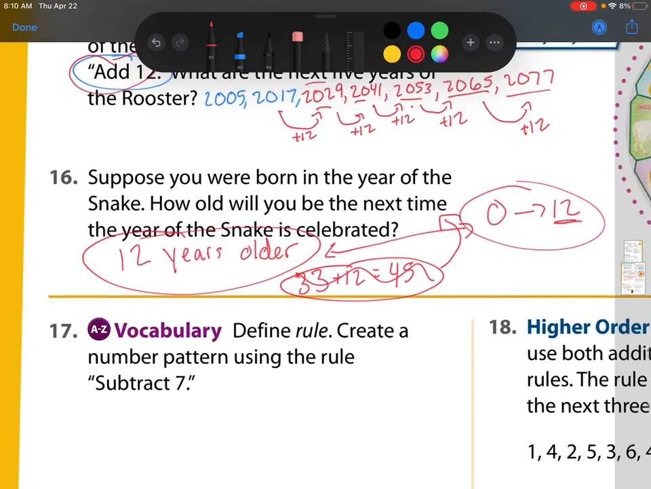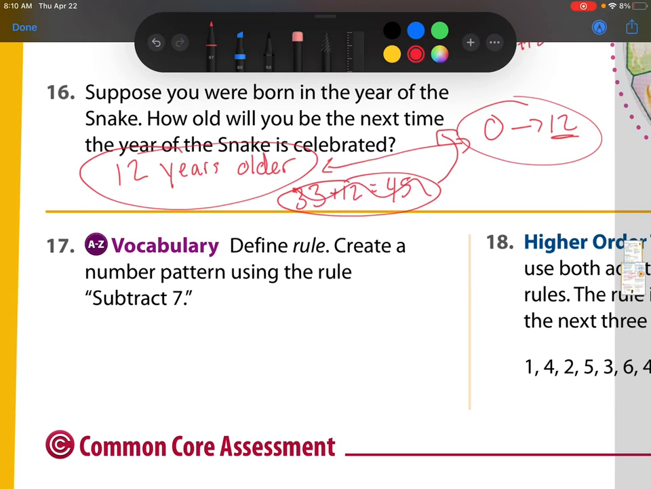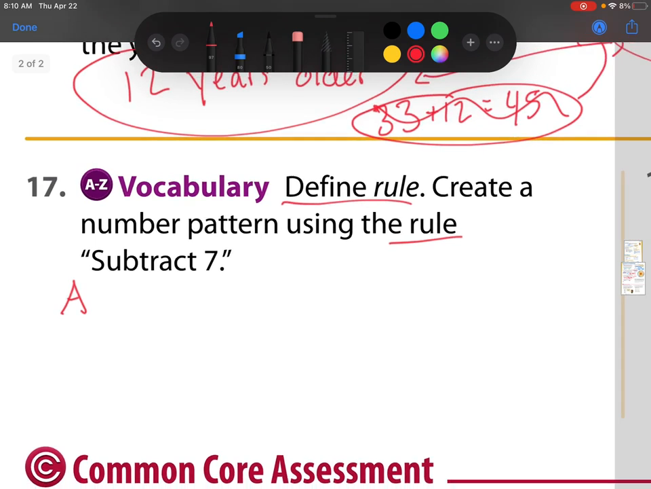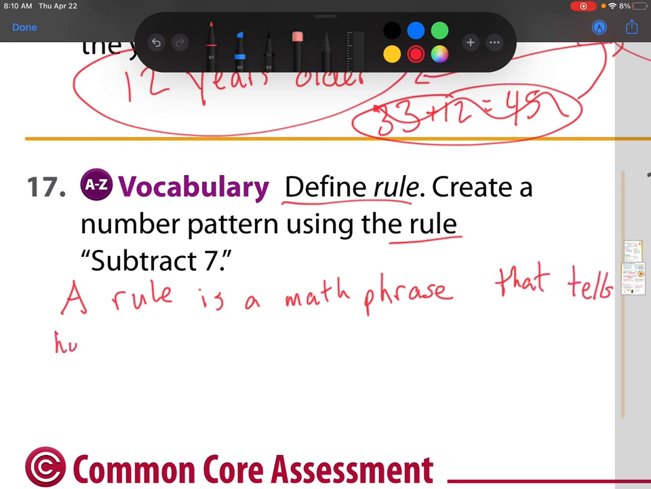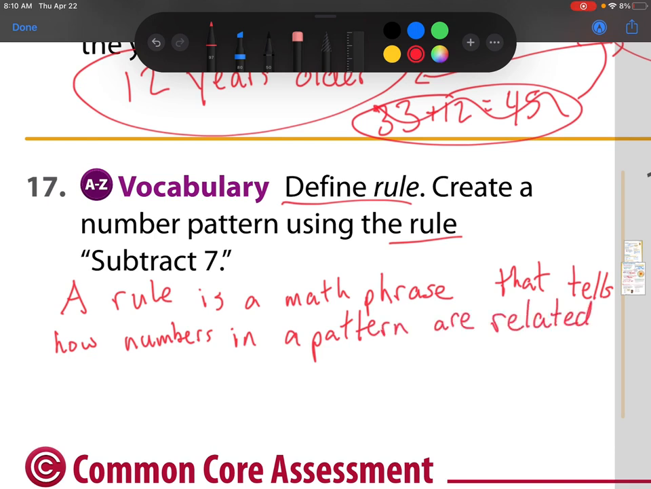Okay, our next one. Define rule, and then create a number pattern using the rule subtract 7. So we have 2 different things going on. What is a rule? Well, a rule, let me zoom on in for us, is a math phrase, or if you want to be super fancy, you could say mathematical phrase, that tells how numbers in a pattern are related. And then we have our rule of subtract 7.